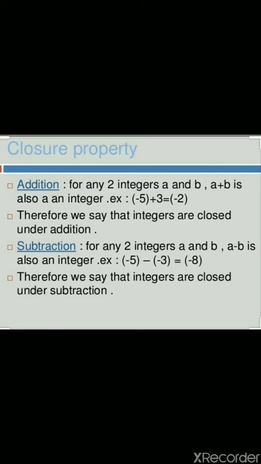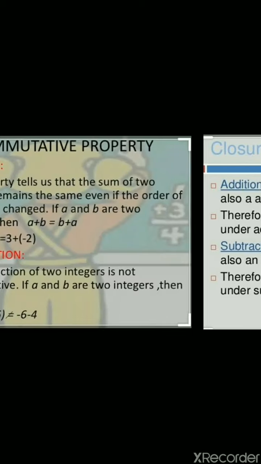Next, for subtraction. Again, we take two integers a and b. Then a minus b is also an integer. Again, taking an example, minus 5 and minus 3, and subtracting them, we get minus 8, which is an integer. Therefore, we say that integers are closed under subtraction.